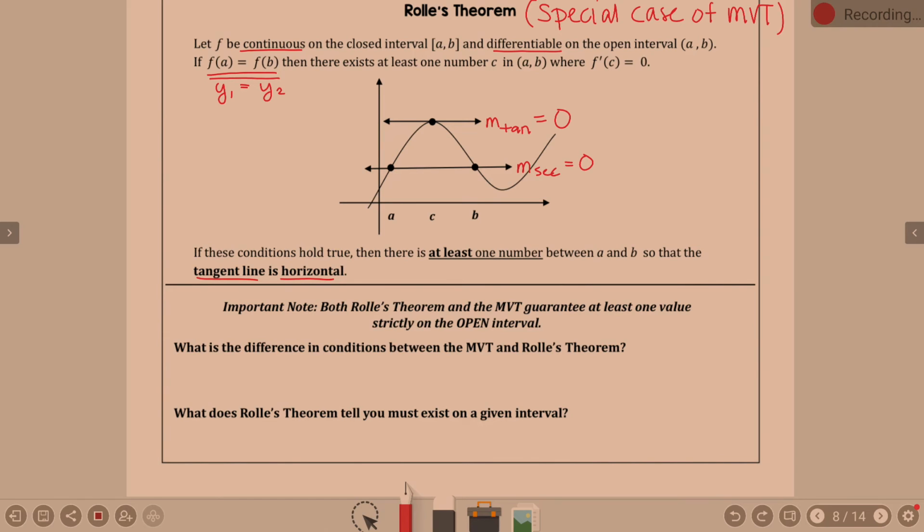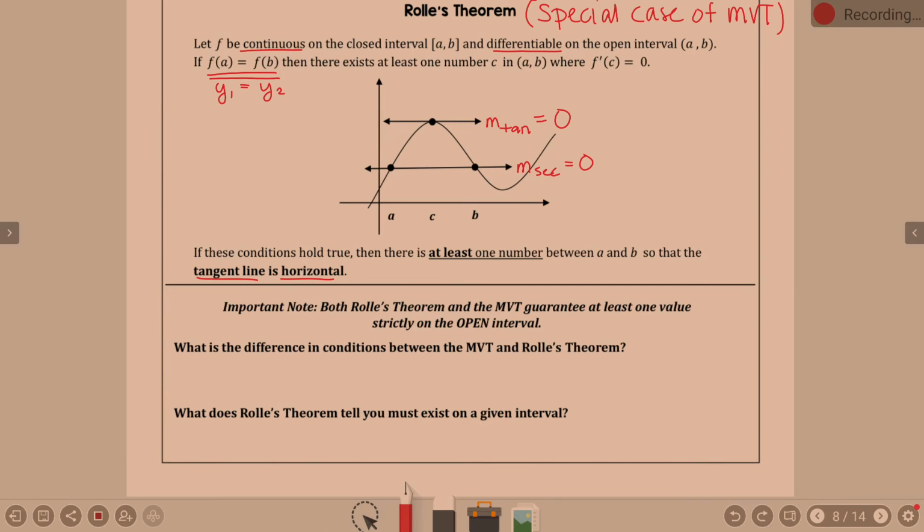With Rolle's, f of a has to equal f of b, right? And so then when f of a equals f of b, we have a secant line with a slope of 0. So overall, you end up with the secant line has a slope of 0.